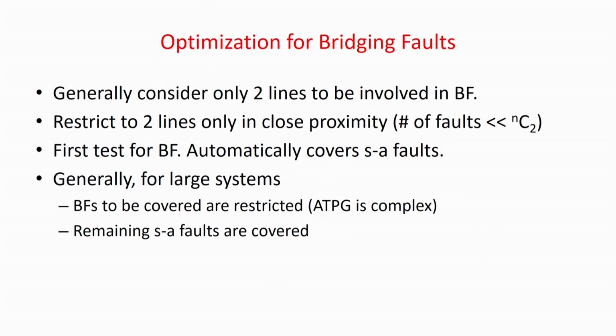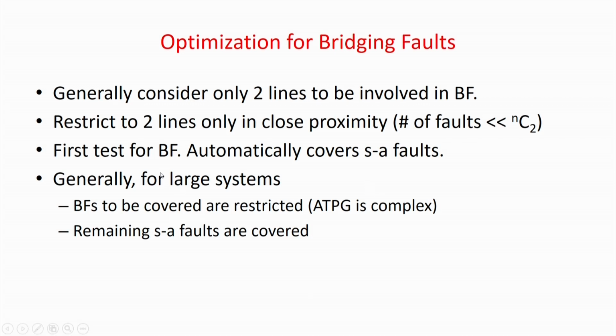So as I was saying, what are the optimizations people generally do? They consider only 2 lines at a time, and also lines in close proximity, because otherwise if you take all combinations of faults, NC2 will be a very large number. So basically you first test for bridging faults, and automatically it will cover a large number of Stuck-at faults.